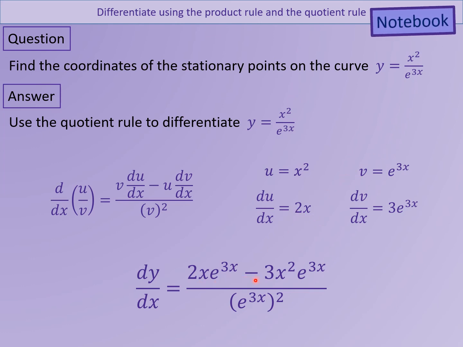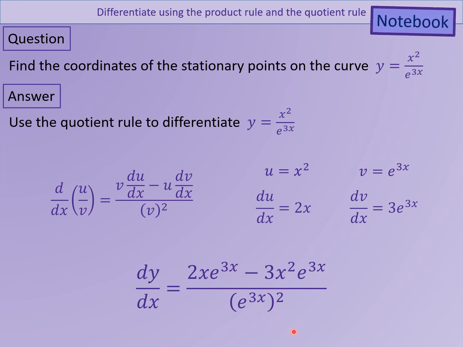Take away, other way around. So now leave the numerator alone. That's where the x squared comes from. Differentiate the denominator. I'm putting these two parts together. So I'll get 3x squared e to the 3x, all over whatever the denominator is there, squared.